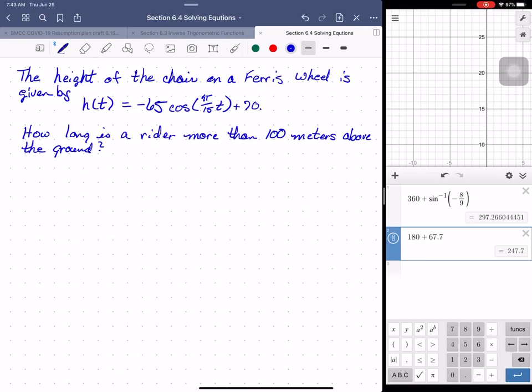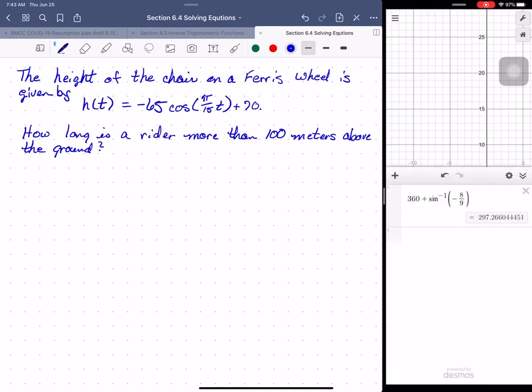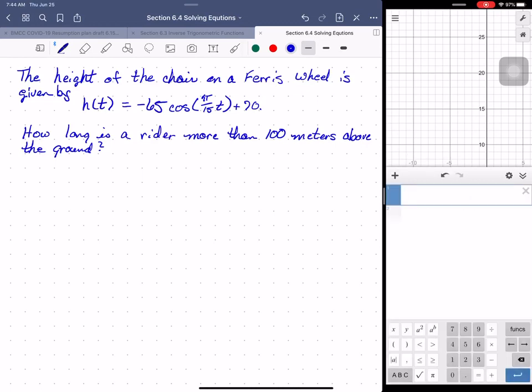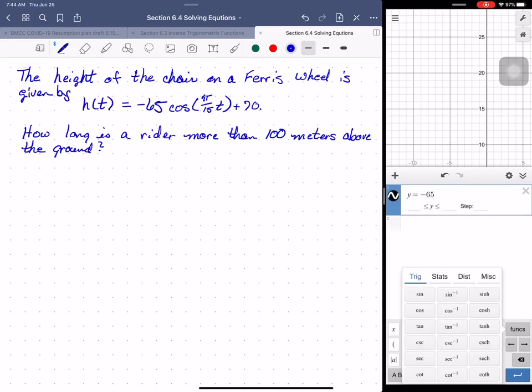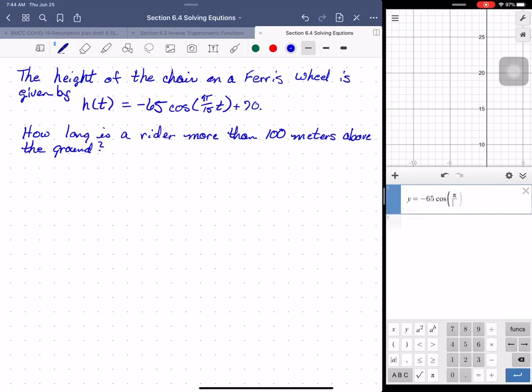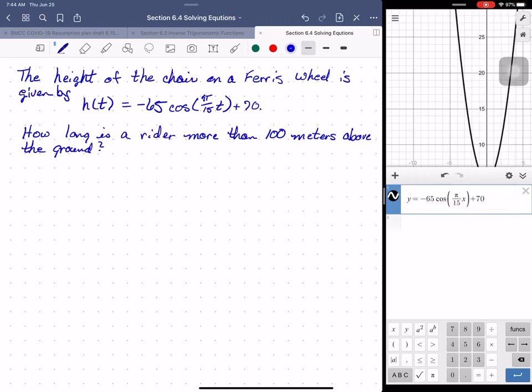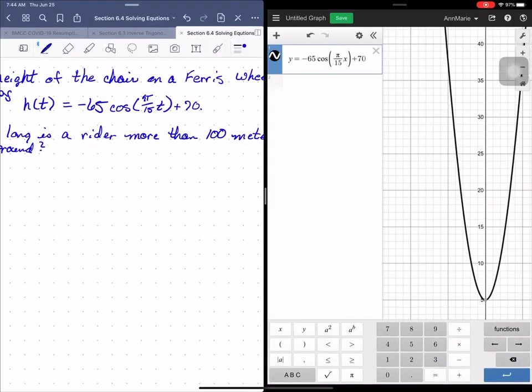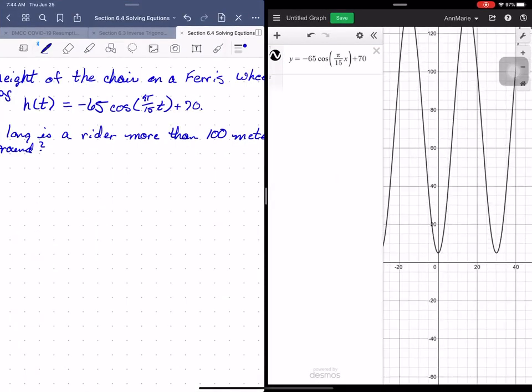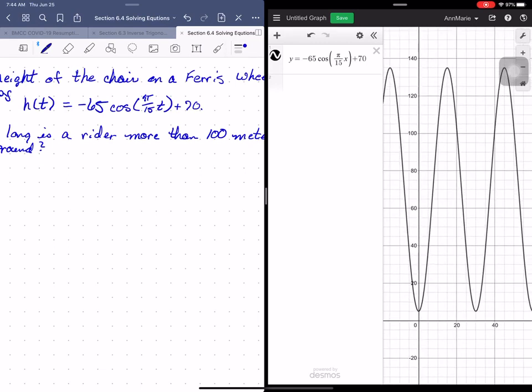So if we think about graphing the height of a given chair on a Ferris wheel, we're given the equation, and it's -65 cosine pi over 15, I'm going to use x instead of t just because I'm in Desmos, plus 70. Now, I need to make sure that I put myself back in radians because my angle is in radians. And you can see what we're looking at here. Okay, now we want to know how long are we higher than 100 meters.